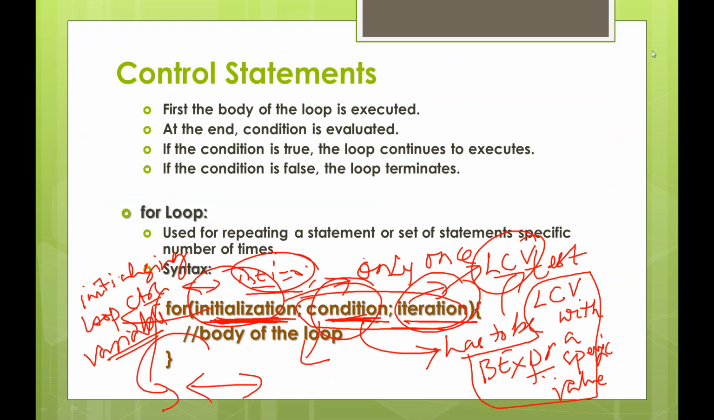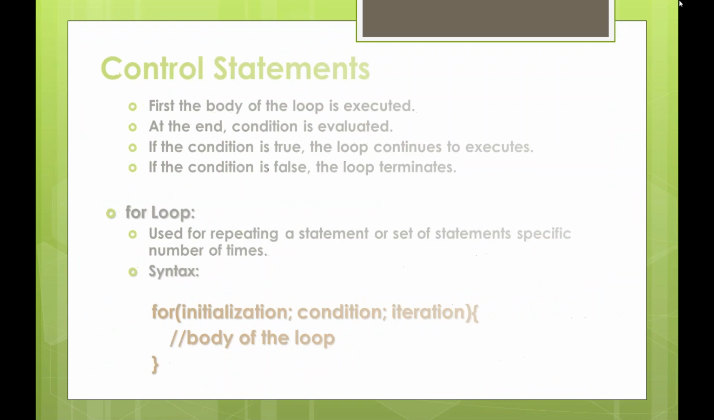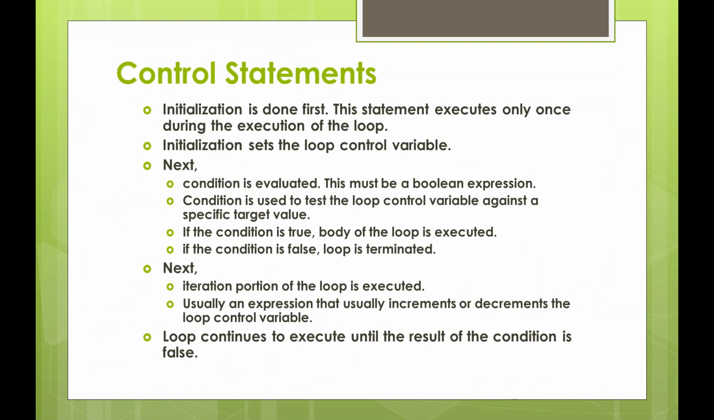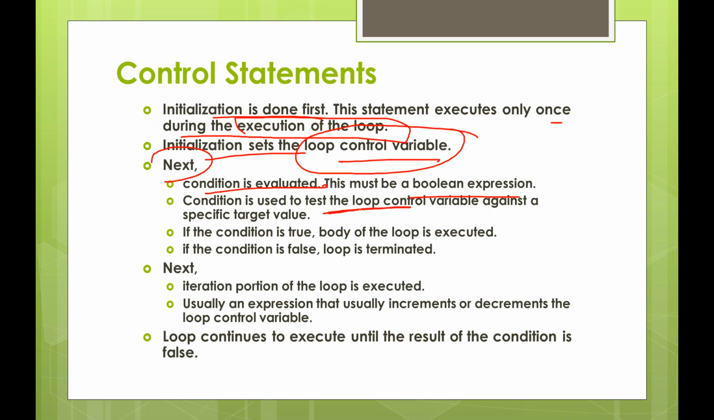Let us go to the next topic. Whatever we discussed earlier is noted here. The initialization statement is executed first, and it is executed only once during the execution of your loop. Why do we use the initialization statement? To set or initialize the loop control variable. Next, the condition will be evaluated. This must be a Boolean expression. It tests the control variable against a specific value, and if the condition is true, the body of the loop is executed. If the condition is false, the loop is terminated.